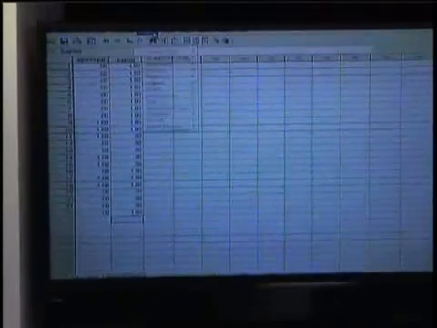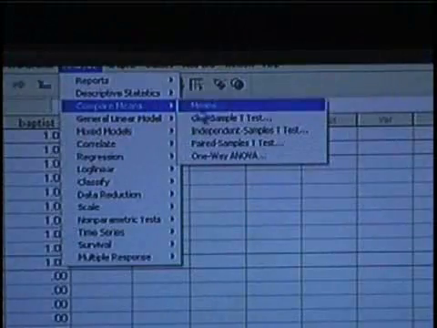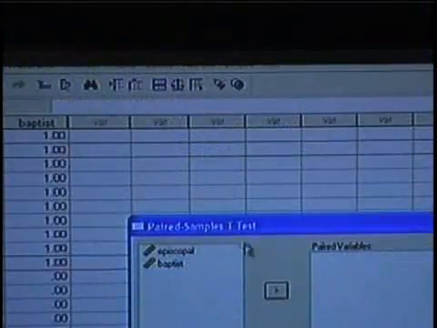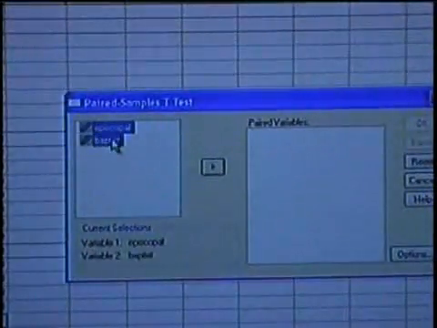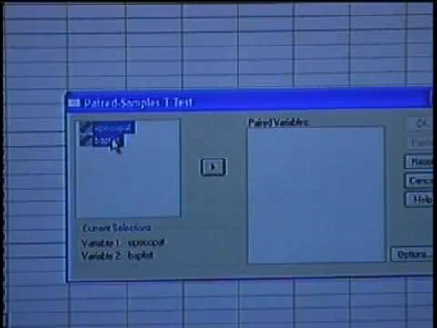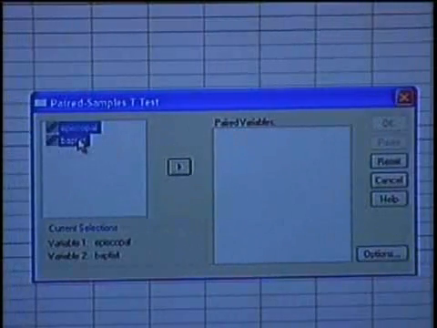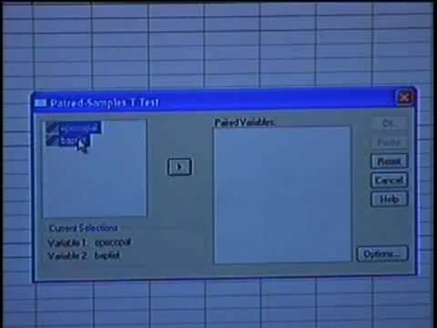Okay, let's go to analyze. Compare means, because that's what we're doing, and a paired samples t-test. Here are two samples. And what do we want to see? Are these similar? Are they the same group? Nothing is happening? Both Episcopalians and Baptists think the same about death penalty? Or do they think differently about the death penalty?